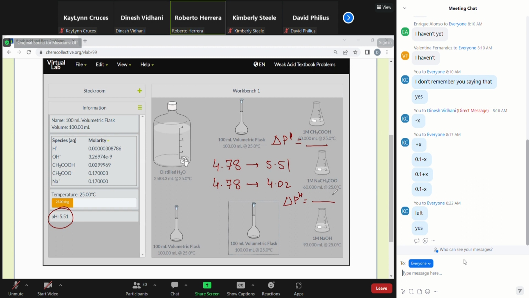Professor, wasn't it 4.76? Yes. I think we were using 4.78 all the time. Yeah, you can use 4.76, but then use 4.76 for both of them then. If you're using 4.76, use it for both of them. Okay.